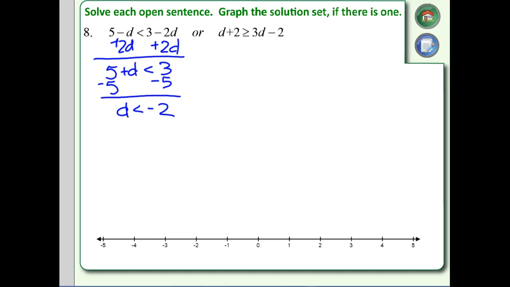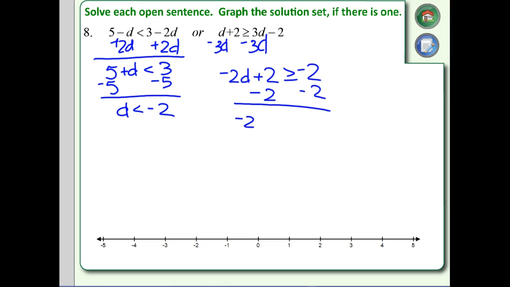And we're going to go over here and do the same thing. We're going to subtract 3d to the other side. And now I've got negative 2d plus 2 is greater than or equal to. We're going to subtract 2 to the other side, get rid of our floater. Negative 2d is greater than or equal to negative 4. Oh, we're going to divide by negative 2, so hopefully you remember to flip your sign.